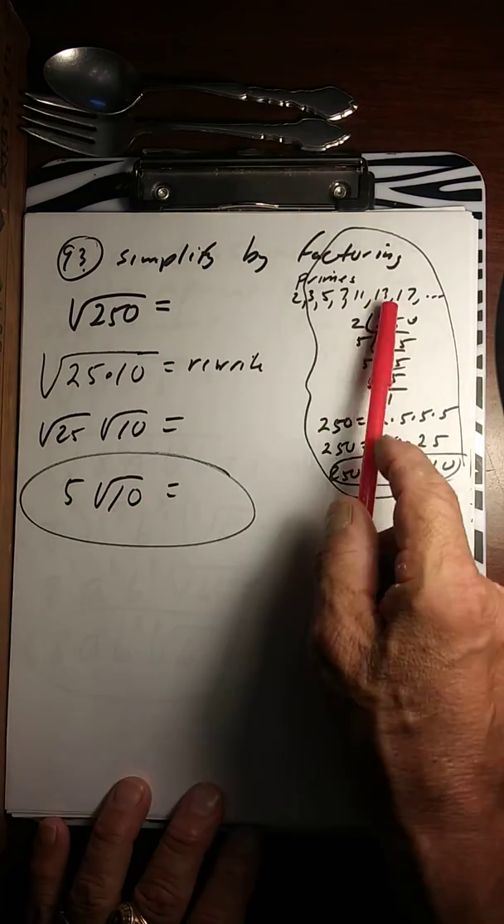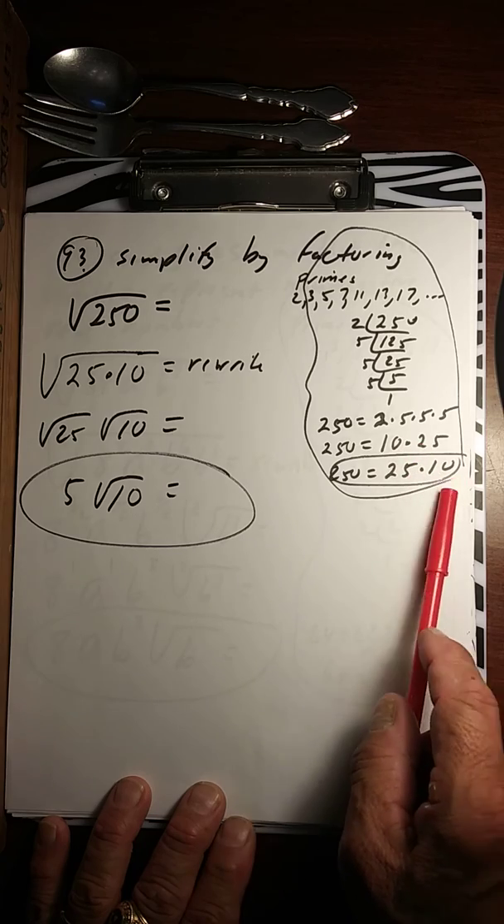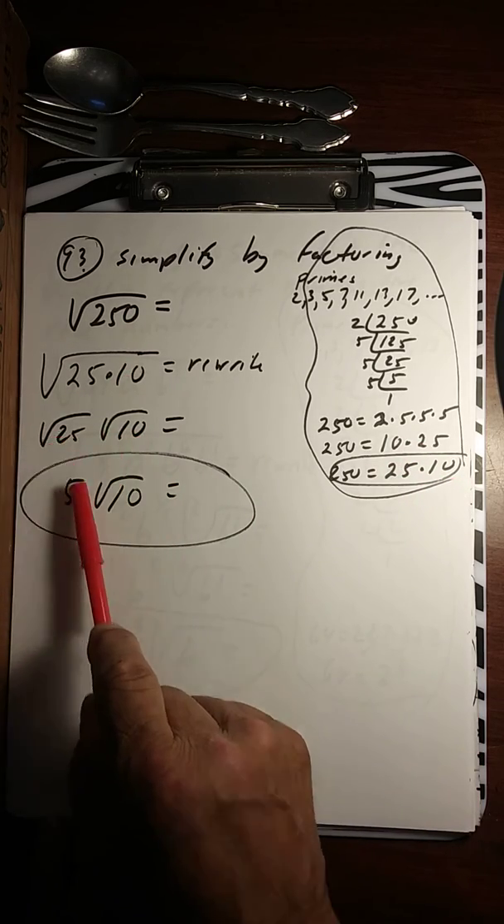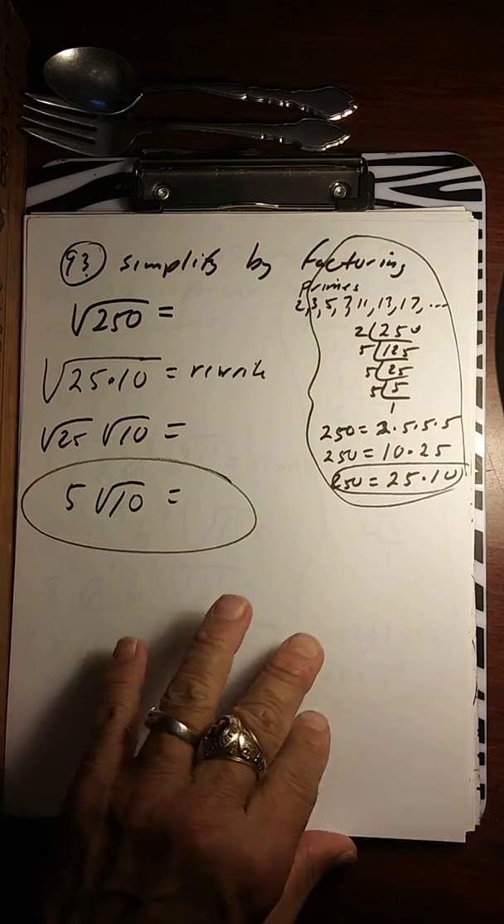250. Break it down using the prime numbers again. So 25 times 10 is 250. So square root of 25 and that. Square root of 25 is 5. 5 square root of 10.